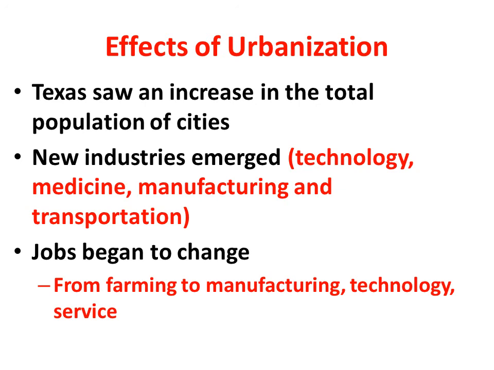Now, because of the urbanization of Texas, there are many effects. For example, there was an overall increase in the population of the state of Texas. Areas like the coastal plains and West Texas saw a great increase during this time. New industries began to emerge, not only in oil, cotton, and railroad, but also in technology, medicine, manufacturing, and transportation. For example, cars and airplanes.